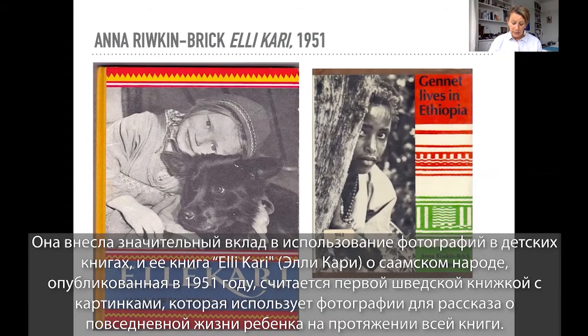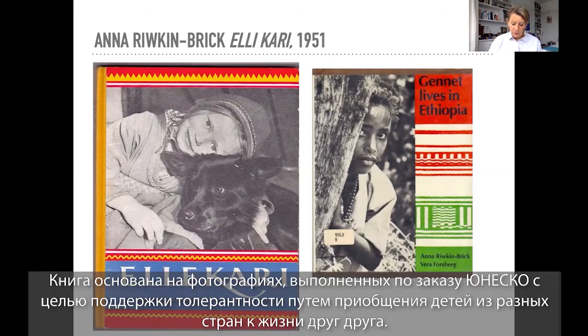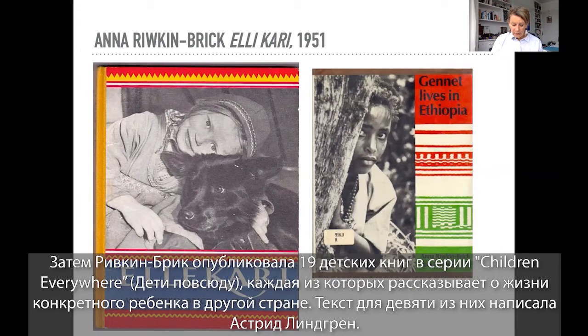She contributed significantly to the growing use of photography in children's books, and her book Elle Kari, about the Sami people, published in 1951, is credited with being the first Swedish picture book with photos of everyday life of a child in a continuous story. The book is based on photography work commissioned by UNESCO with the aim of promoting tolerance by introducing children from different countries to each other's lives. She went on to publish 19 children's books in a series, Children Everywhere, each about the life of a particular child in a different country. Interestingly, the text for 9 of these was written by Astrid Lindgren.